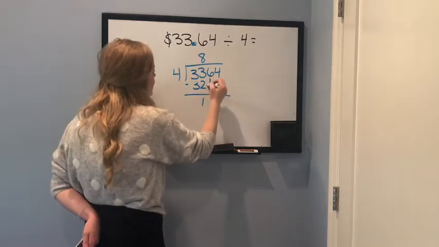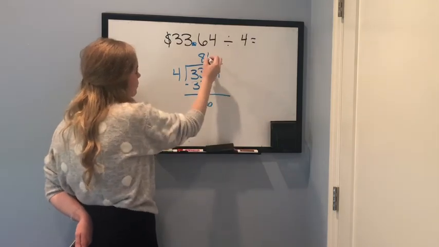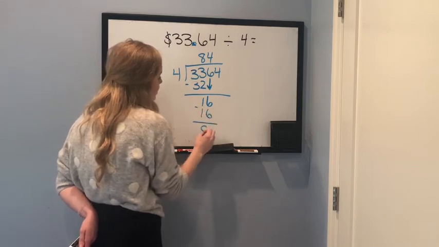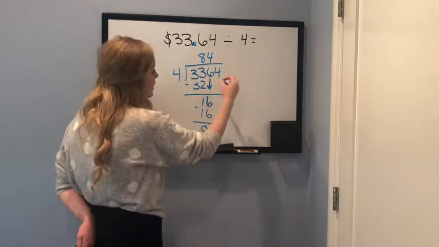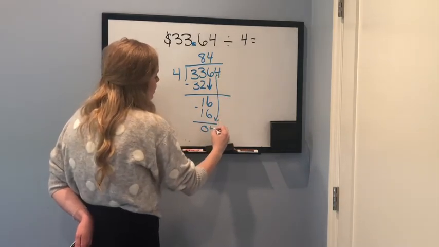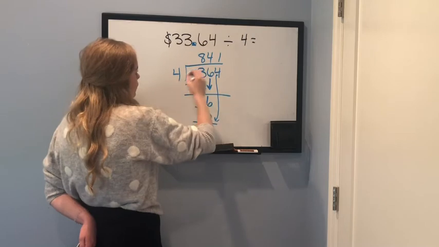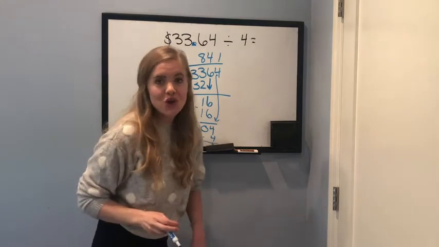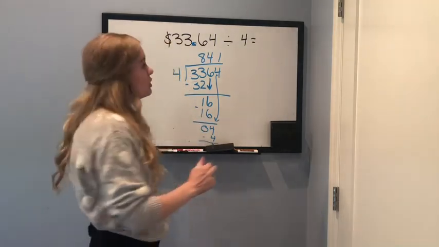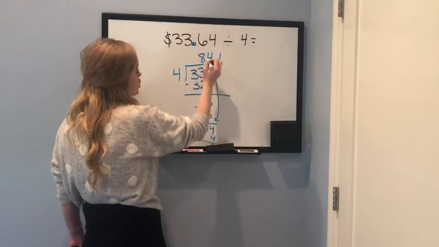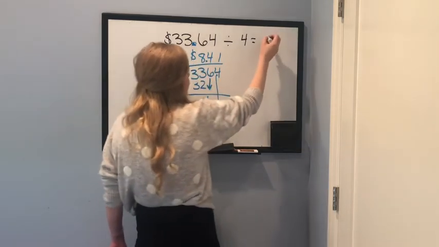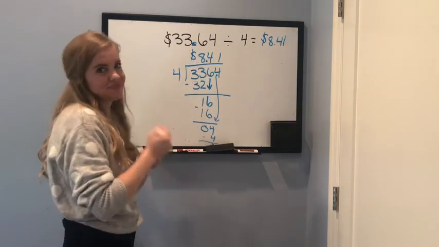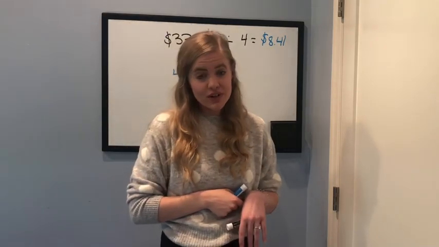We drop the 6. 4 goes into 16 4 times. 4 times 4 is 16. 16 minus 16 is 0. We are not done. We still have this 4 right here, so we need to drop the 4. 4 goes into 4 once. 4 times 1 is 4. 4 minus 4 is 0. Now we're done. No remainder. And as you all know, we put the decimal point back in. We count 1, 2 over from the right. Our answer is $8.41.